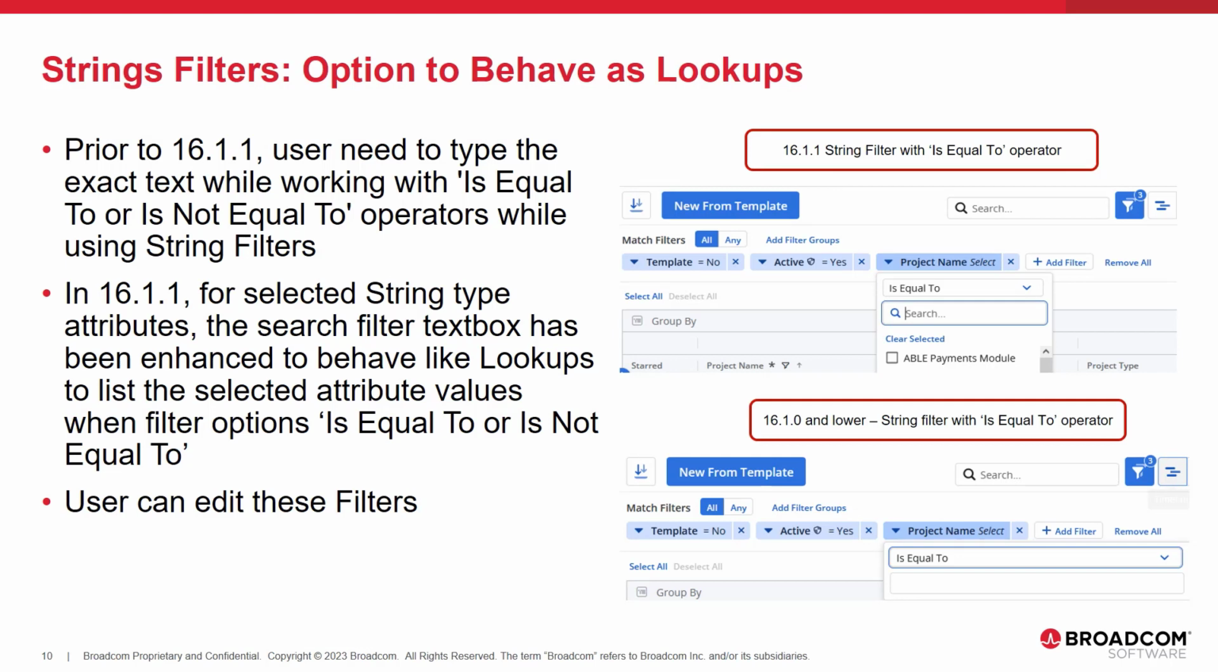Prior to 16.1.1, while working with is equal to or is not equal to operators with string filters, the user needed to type the exact text to get the respective filtered data. In 16.1.1, for selected string type attributes, the search filter text box has been enhanced to behave like a lookup, that is, to display the values as a list while working with filter operators is equal to or is not equal to. User can also edit these filters.